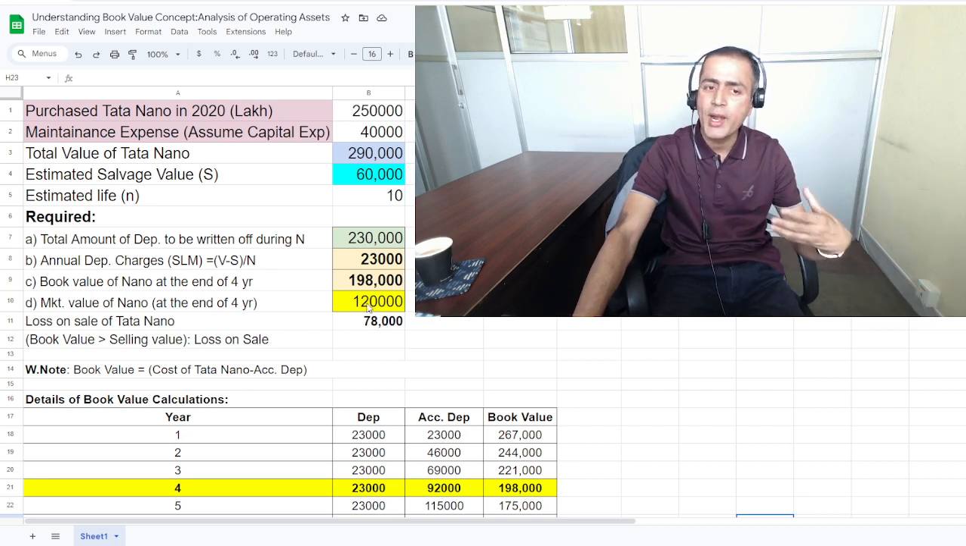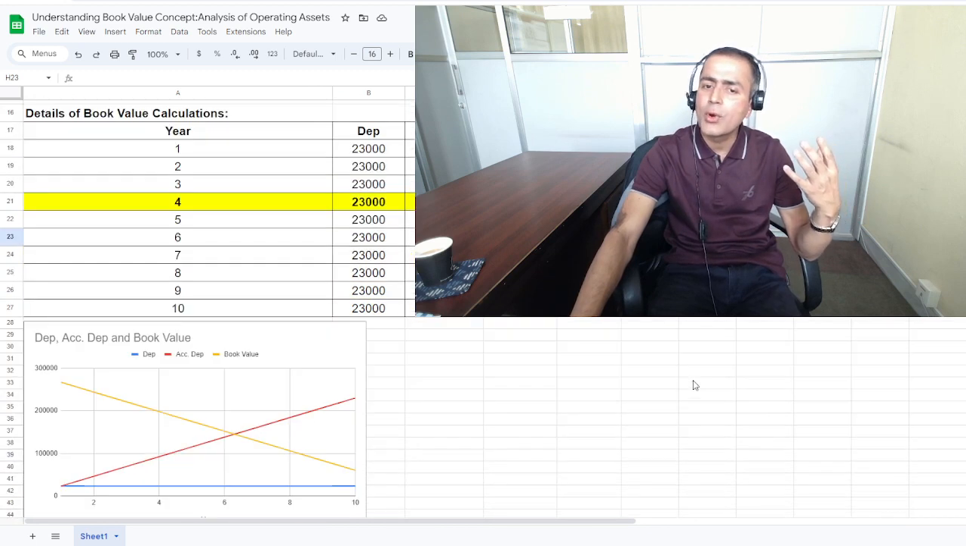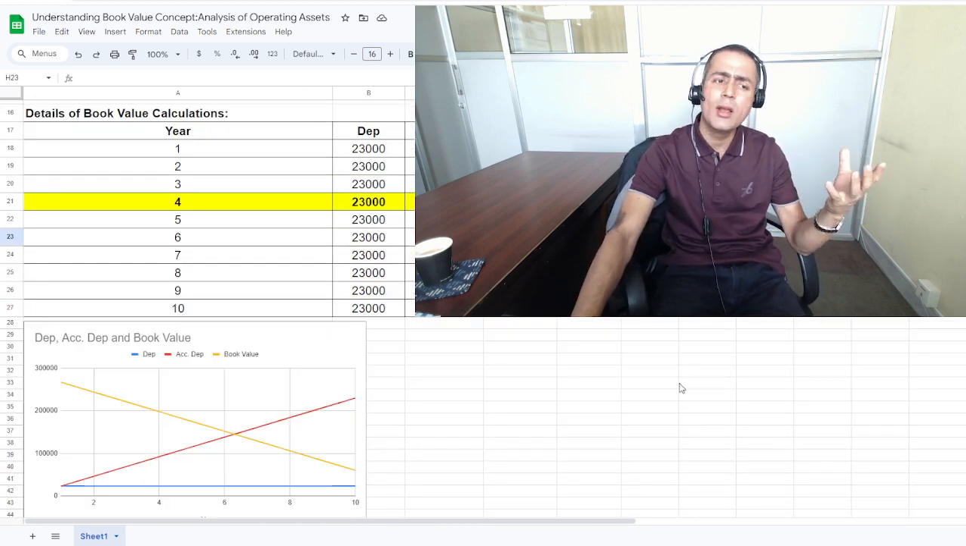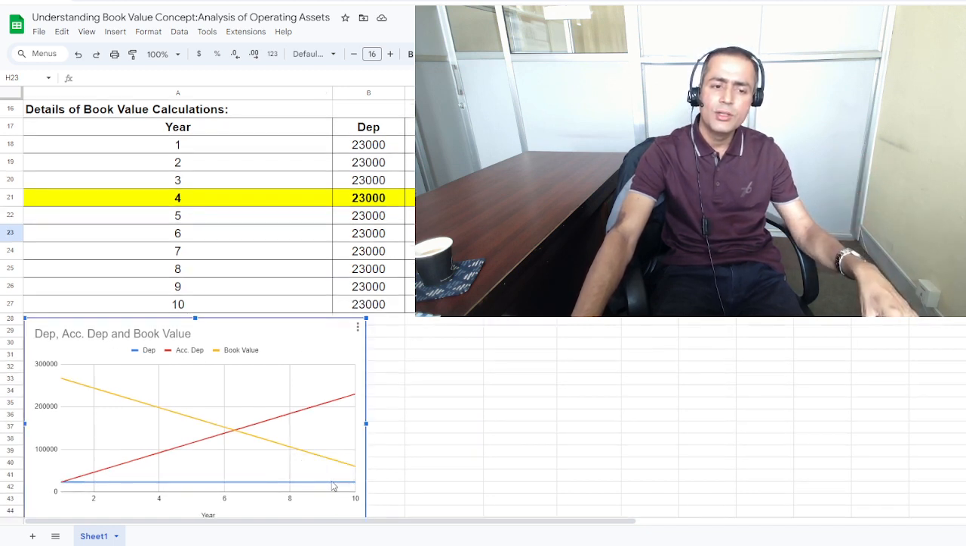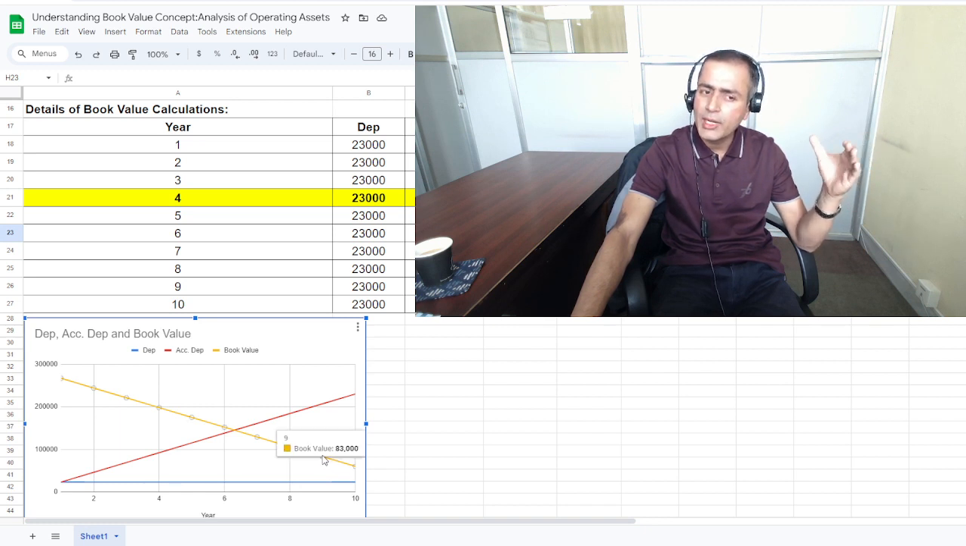However, if someone is providing you, for example, 2 lakh here, 2 lakh market value, then you would have a gain of 2,000. The reason is that the selling value is higher than the book value. Okay friends, these are the things I would like to share today. But anyway, if you select all these values, you could draw this line also. You can see that this is our 23,000 each year, like a fixed cost line, and this book value keeps on decreasing.